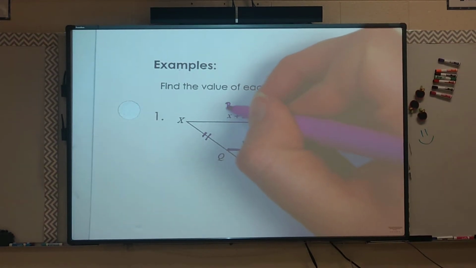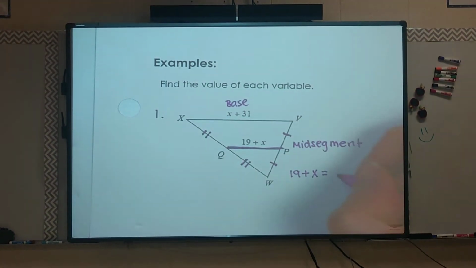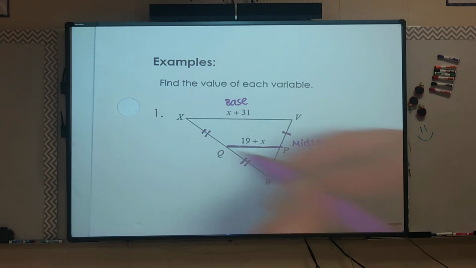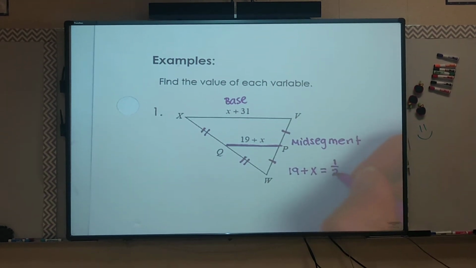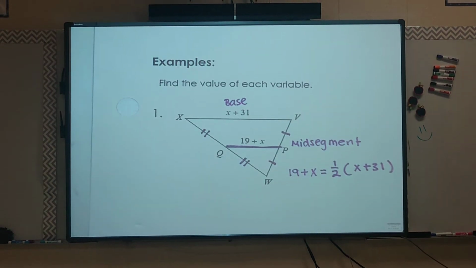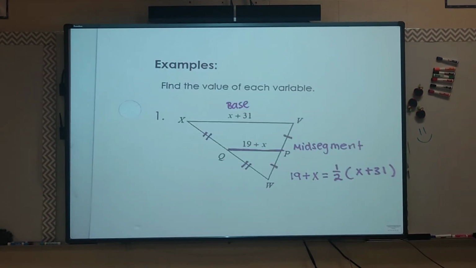So this is the base. It's the longest side there that we're concerned about. It's parallel with that mid-segment. So it's half of that base, which is X plus 31. Okay? So I've set up my equation, and from here, it's just algebra.